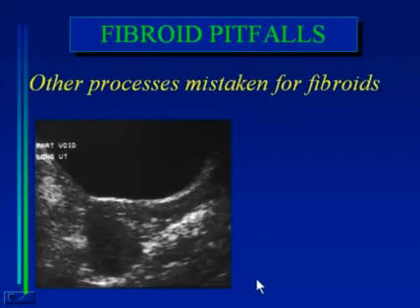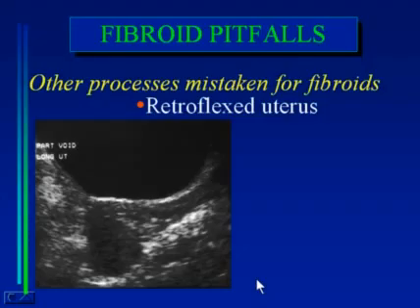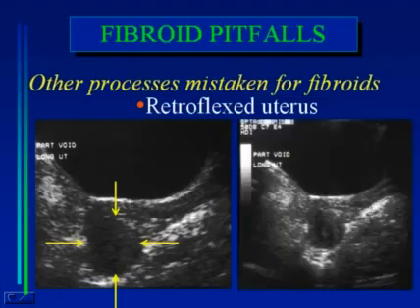Other processes that can be mistaken for fibroids not uncommonly include a retroflexed uterus. The retroflexed uterus is shown here. The posterior extension of the retroflexed uterus looks like it could be a hypoechoic fibroid because its orientation is such that it makes it somewhat tricky to show the endometrial stripe, which is located parallel to the ultrasound beam. But if one simply adjusts the transducer laterally and angles in, trying to show the endometrial stripe, you can see that the stripe is continuous, and this is simply a retroflexed uterus.